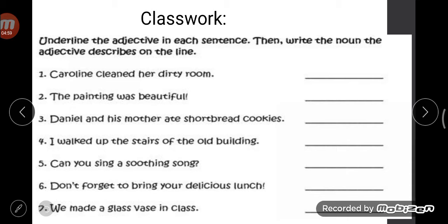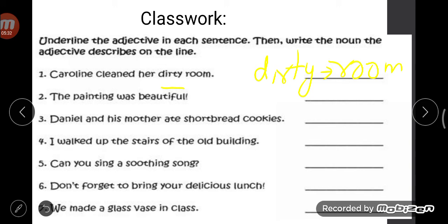Like, I'm going to solve the first example. Caroline cleaned her dirty room. So dirty is the adjective here and it is describing room. Okay.